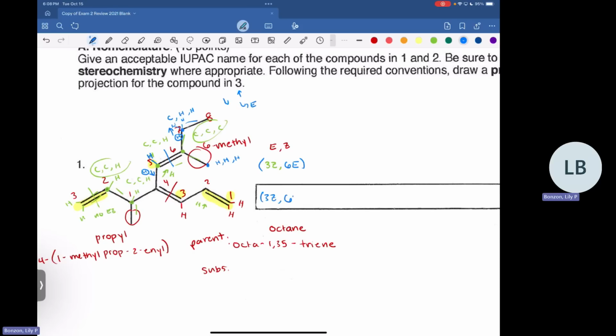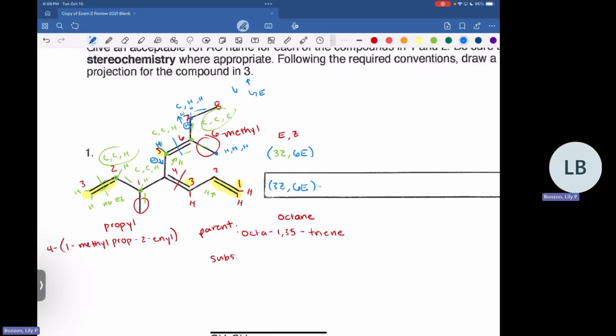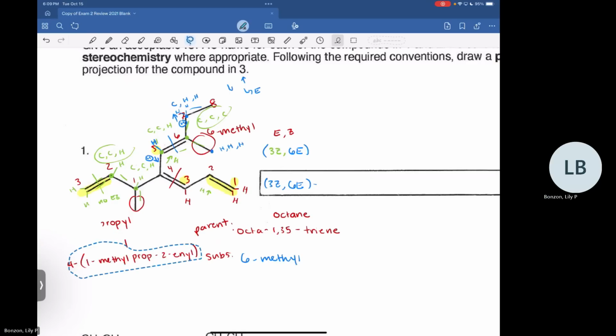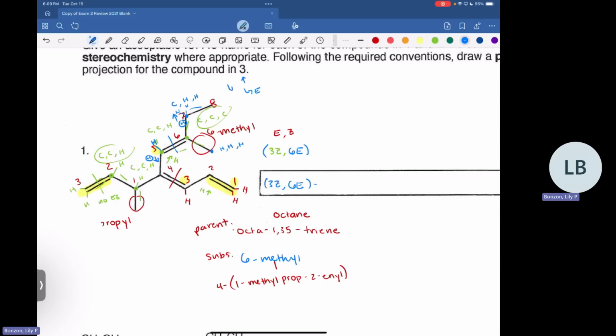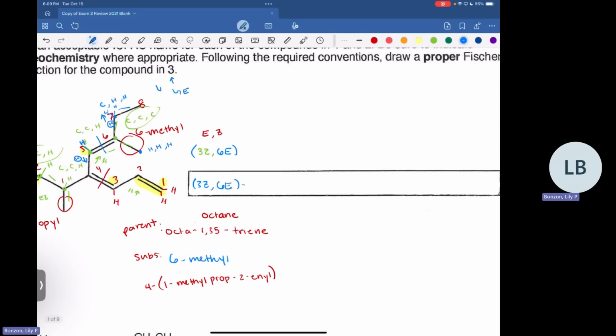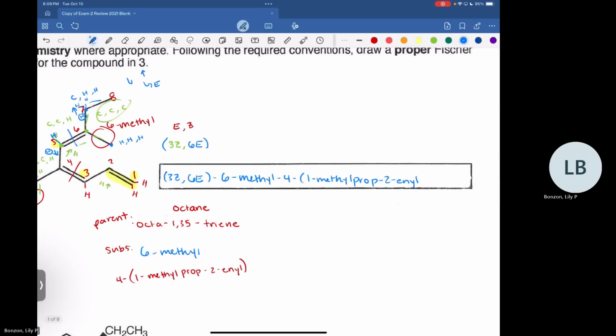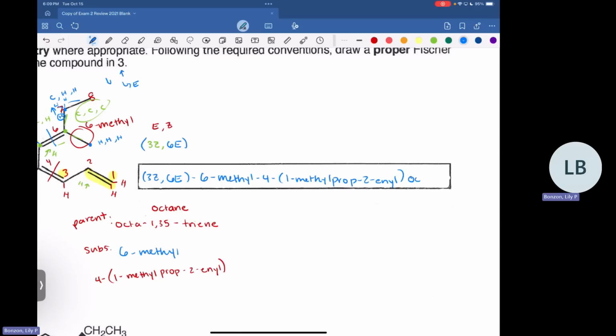So we've got 3Z, 6E, and then we put our substituents in alphabetical order. So they are both methyls, but since the group in red has a lot more stuff, that one's going to be put afterwards. So we're going to put the 6-methyl first, and then our longer group 4 in parentheses methyl 2-ene-yl, and then close parentheses and the 1,3,5-tri. Okay.